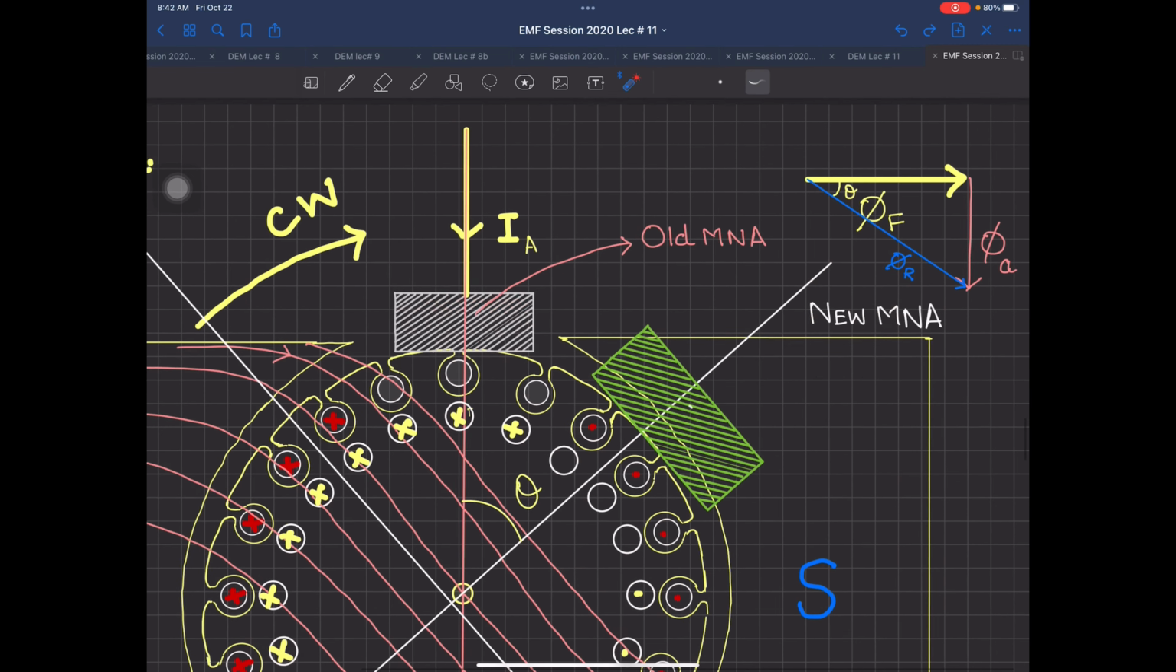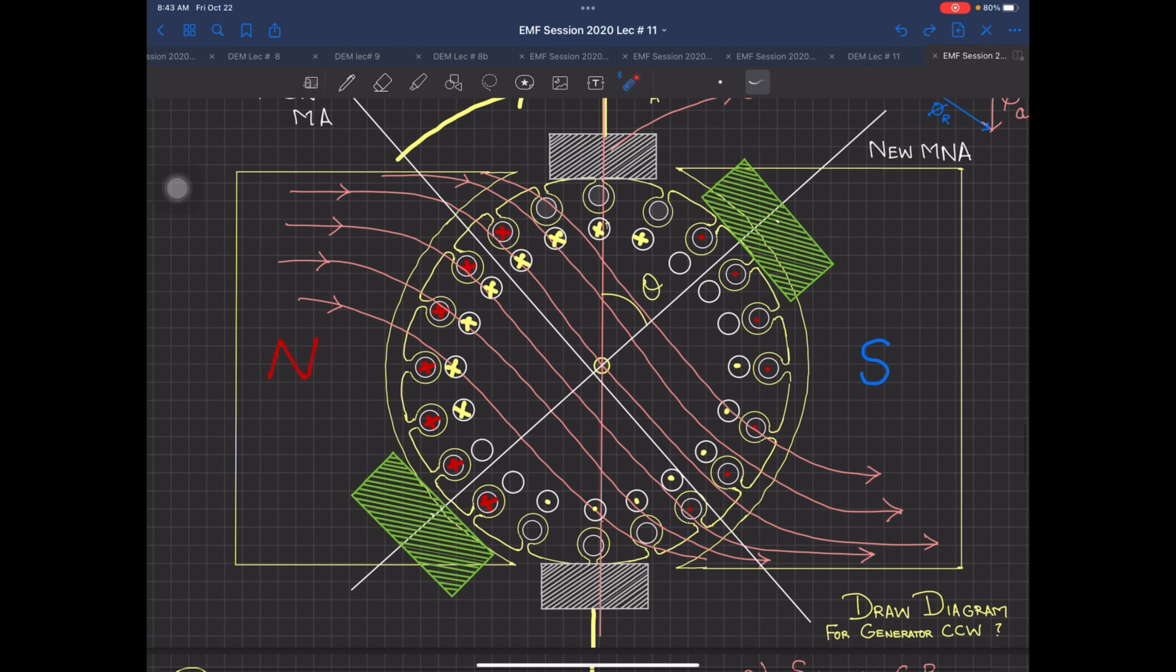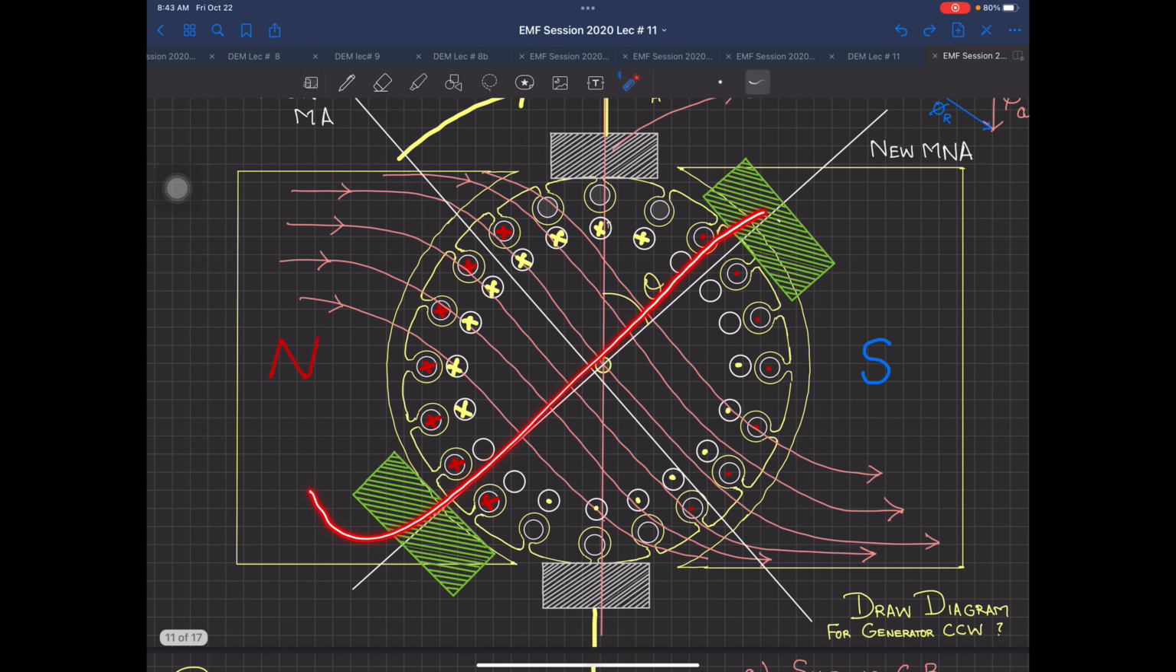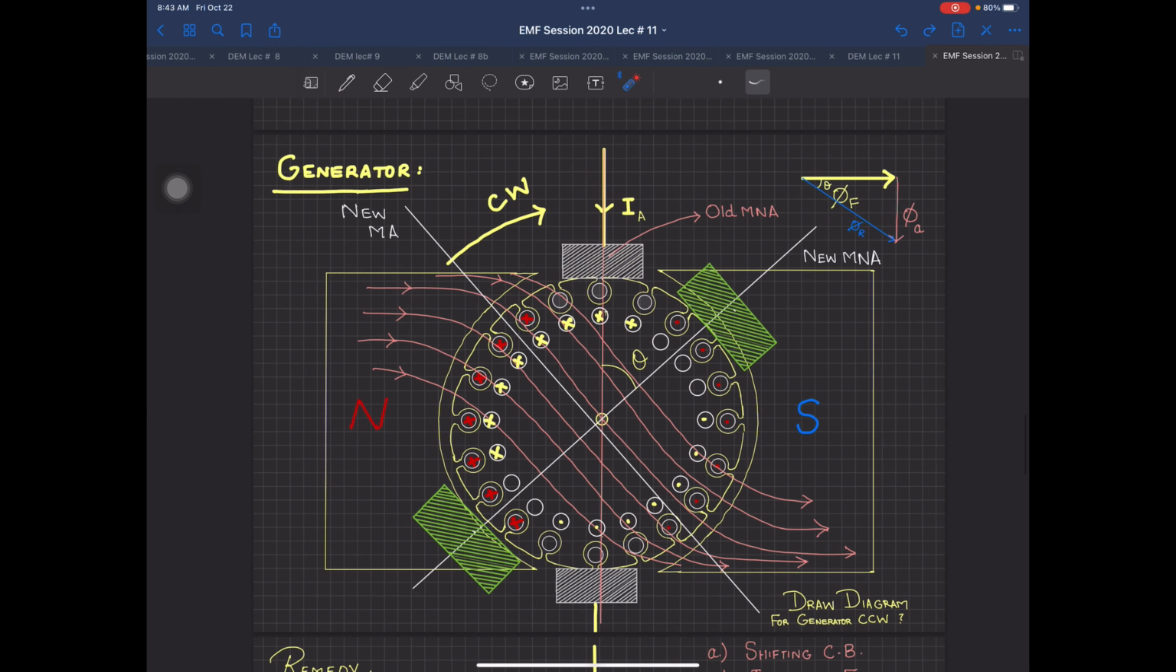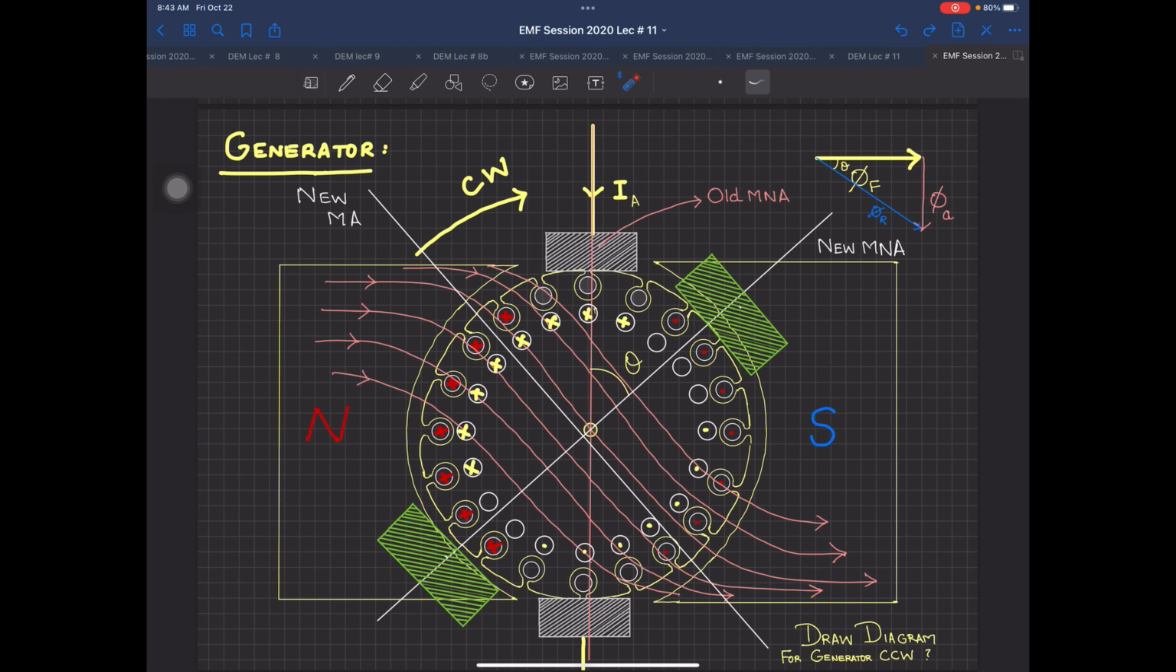So now what happens? Previously there was a concentration of magnetic field here. Now there is opposite over here like this. So now in generator phenomena, your magnetic neutral axis, which was shifting opposite to the direction of rotation, is now shifting in the direction of rotation by an angle theta. So I hope this is clear. And you can see the redistribution of charges over here, which is taking place over there.